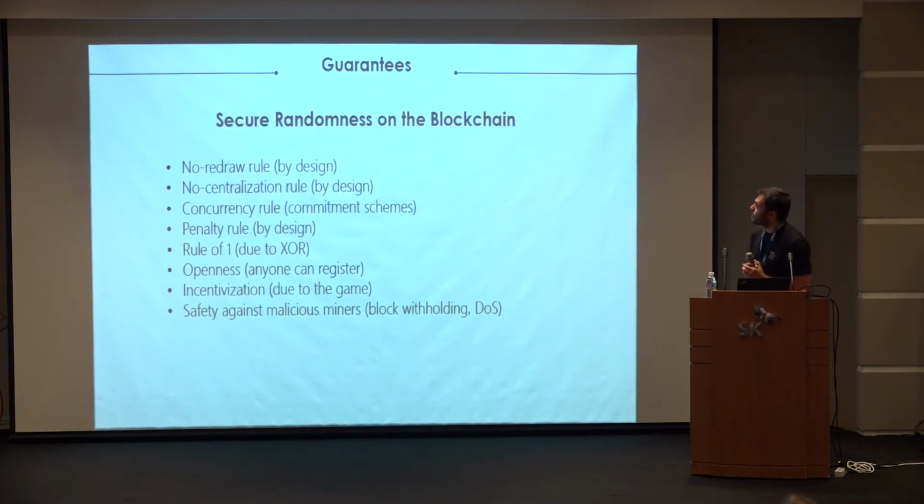So my background is mostly on formal methods and verification. So in the paper, we actually formally define these rules that I mentioned here and prove that our protocol actually satisfies all of them. So we don't allow redraws. There is no centralization. The concurrency, penalty rule, rule of one, all of these things are satisfied.